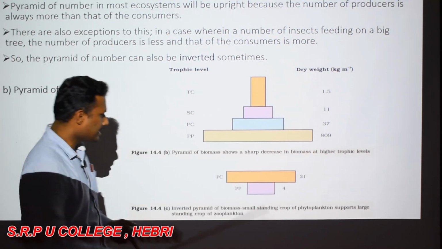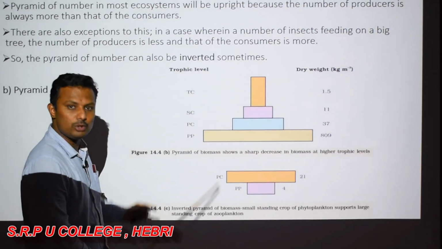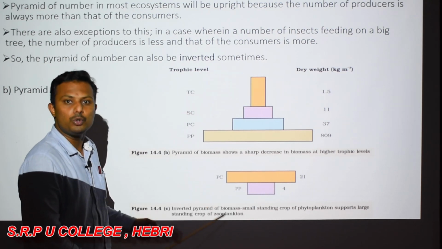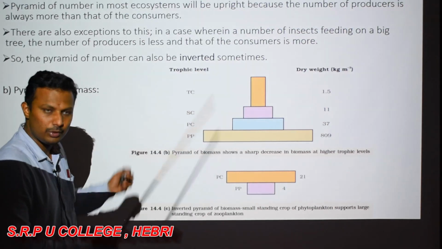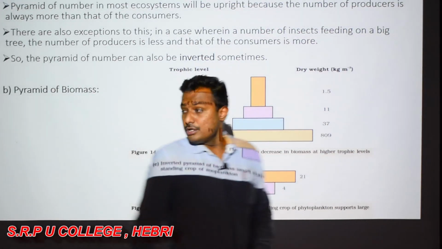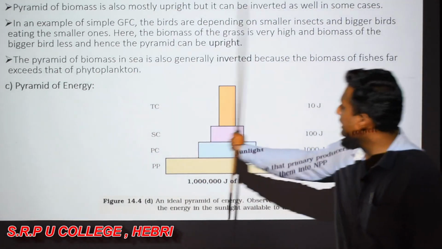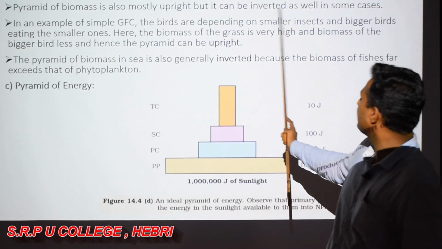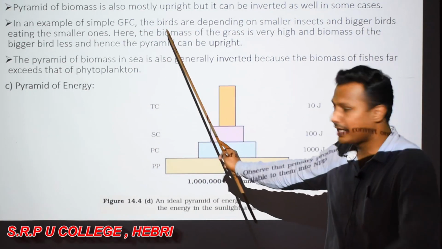Yes, so that is why in certain cases there is a possibility that the biomass pyramid also can be inverted. It is not true that it is always upright, right? In certain cases this is also inverted. So now, the next pyramid. Of course, I have already told you about the pyramid of biomass. It is also mostly upright, but it can be inverted as well in certain cases. An example of GFC I just told you.